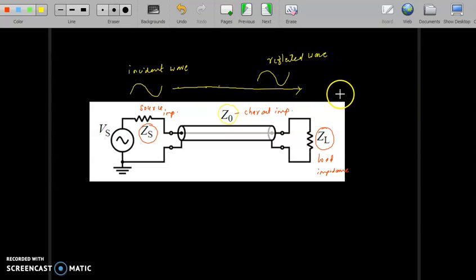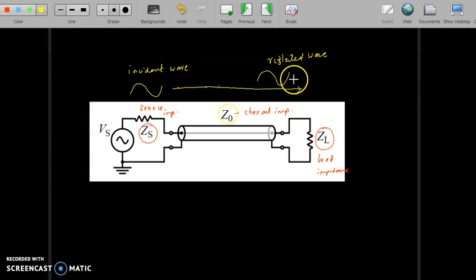So there is an incident wave and a reflected wave. The incident wave is from source to load and the reflected wave is from load to source because of the mismatch between the impedance of source and load. So these 2 waves will superimpose and will produce a standing wave. The incident wave is traveling along the transmission line, and the reflected wave is also traveling along the transmission line from load to source.